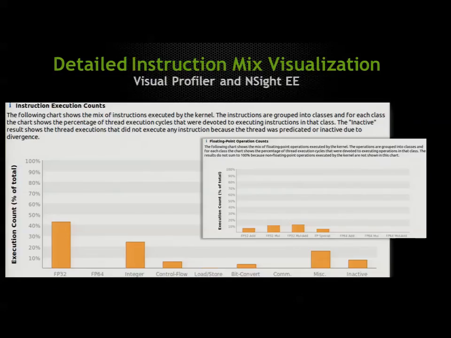What you really care about is how much of my bandwidth am I using, and so you don't want the raw counters, but you want to have human understandable data, and that's now much nicer presented in the CUDA 6 profiler.